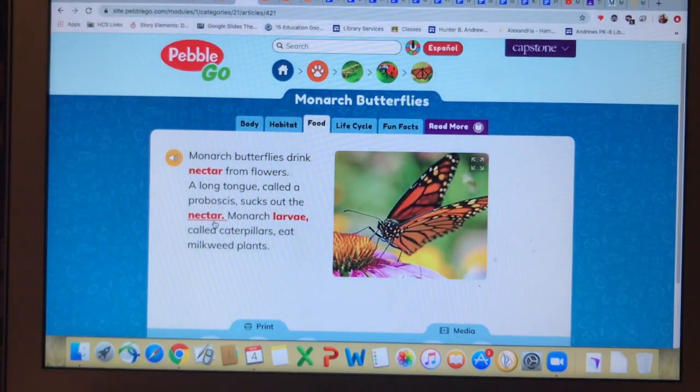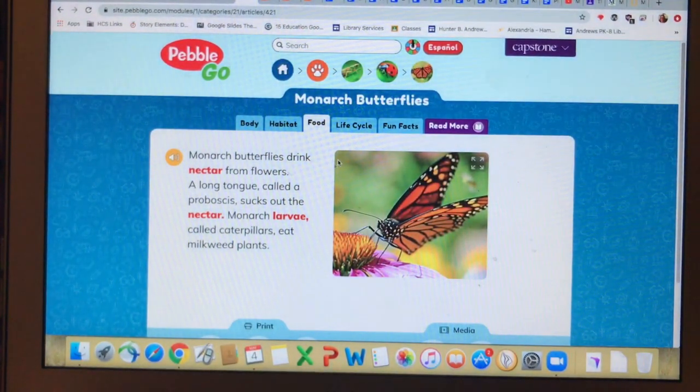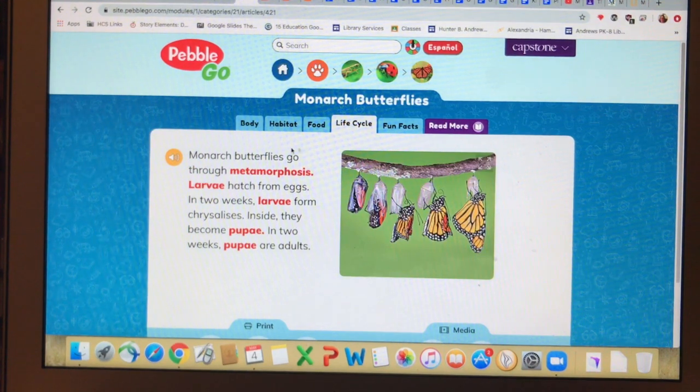So let's listen about the life cycle. Monarch butterflies go through metamorphosis. Larvae hatch from eggs. In 2 weeks, larvae form chrysalises. Inside, they become pupae. In 2 weeks, pupae are adults. Okay, so let's look back.